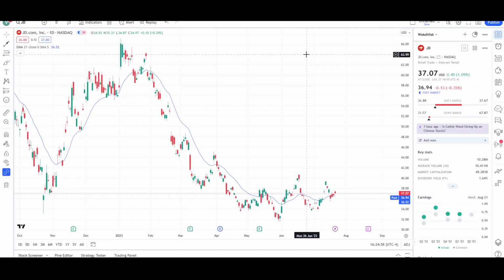I will first go over what I see on the daily chart and finish the video off with the weekly chart. So I'm going to do a market structure update for JD.com.